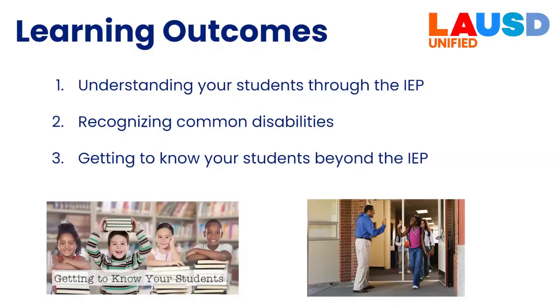Today, we're focusing on three key areas. Understanding your students through the IEP. We'll review key parts of the IEP document to help you better understand your students' needs and learning styles. Recognizing common disabilities. We'll explore three common disabilities in your classroom and the accommodations needed for effective learning. Getting to know your students beyond the IEP. We'll provide strategies for connecting with your students outside of the IEP, strengthening your role as their teacher.